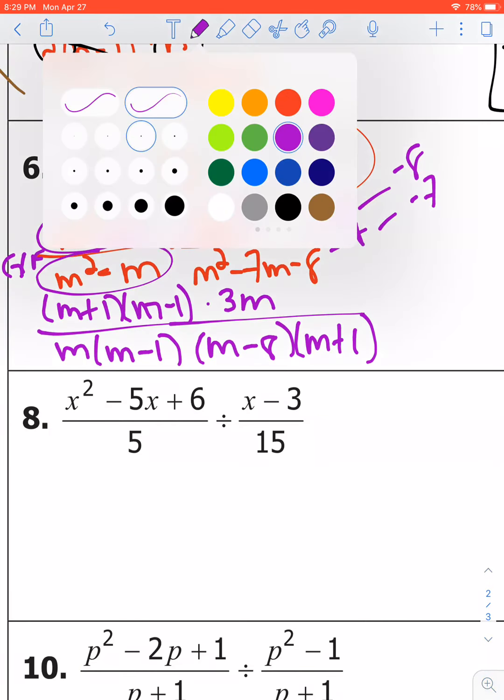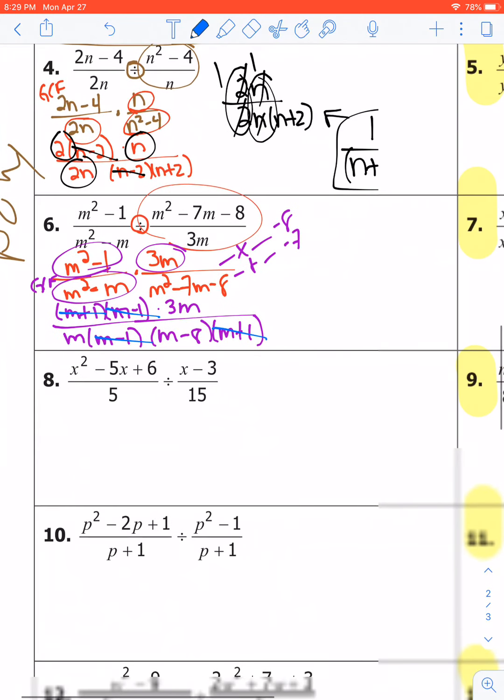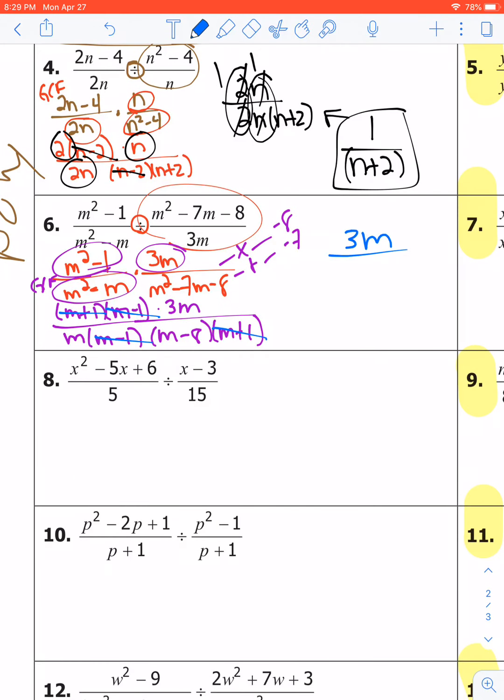Now that we're finished with factoring, we cancel. So I see an m plus 1 on top and bottom, and m minus 1 on top and bottom. And that yields a 3m over m times m minus 8. But I can take this m and m, which are both monomials, and those can cancel, leaving me a final answer with 3 over m minus 8.